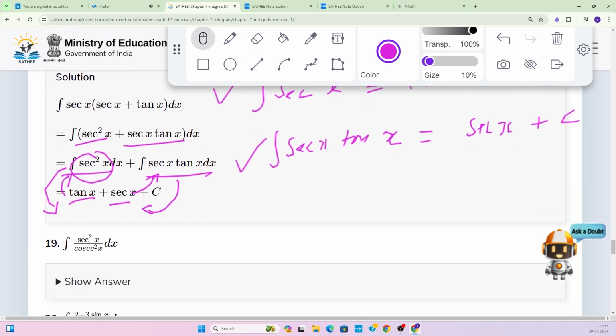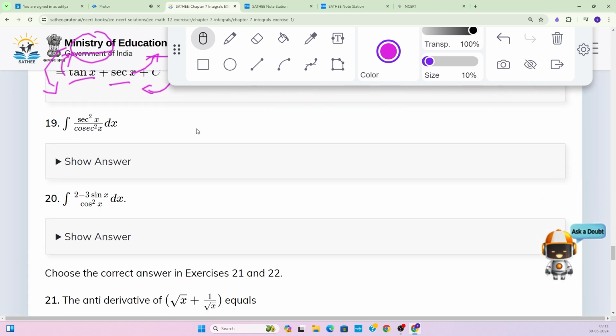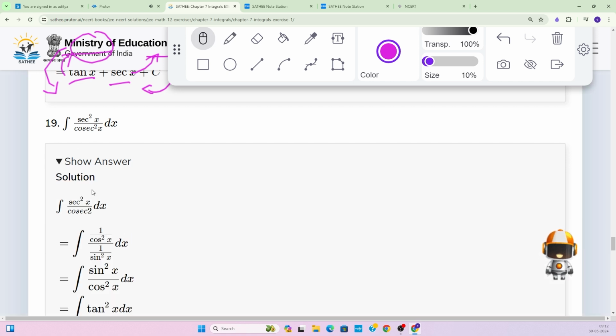Let us move next. Now 19th problem. One thing is to simplify it. So sec square will be 1 by cos square, and this will be 1 by sin square, so you will have sin square by cos square. This means tan square x.